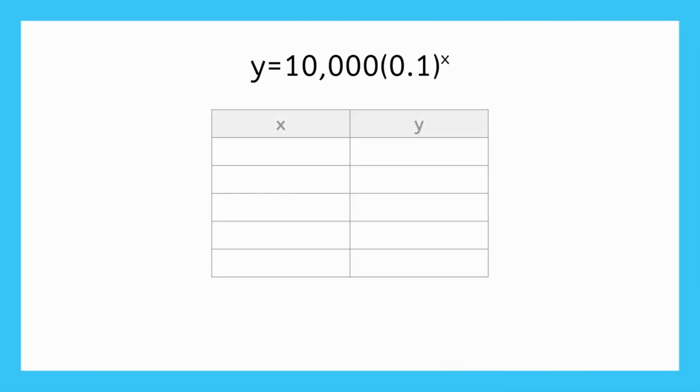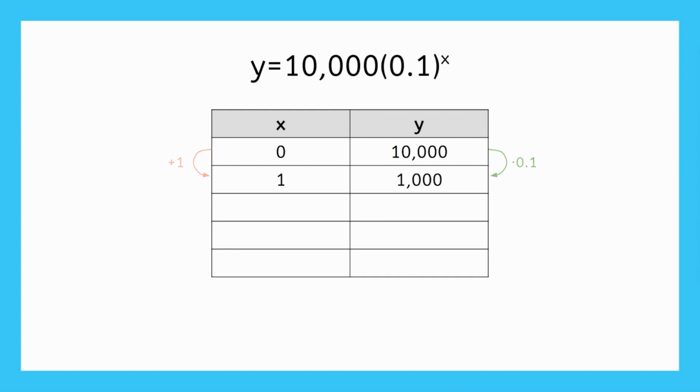Let's create a table for this equation too. It's almost the same equation as before, but this time I'll use 0.1 as the b value. I'll start my table with my initial investment. At 0 years, right when I make the investment, I have $10,000. I'm going to continue to avoid negative x values here because that would be like time in the past when this investment didn't exist. Then after 1 year, according to my b value, 0.1, I should have $1,000. Wait, where's all my money going?